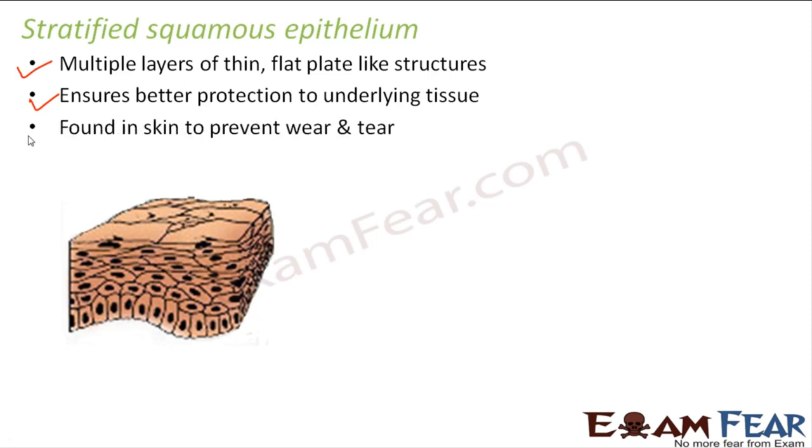So where do we actually find it? We find it in skin to prevent wear and tear. The outer layer of skin has the simple squamous epithelium, but if you look deep inside the skin, it is made up of stratified squamous epithelium. That means it has multiple layers, because skin needs more protection as it is subject to wear and tear. The skin is the exposed part, right? Many a times we get hurt, we get stuck somewhere. So the skin is exposed to all kinds of external hazards. In order to prevent the wear and tear, the stratified squamous epithelium is present inside the skin.